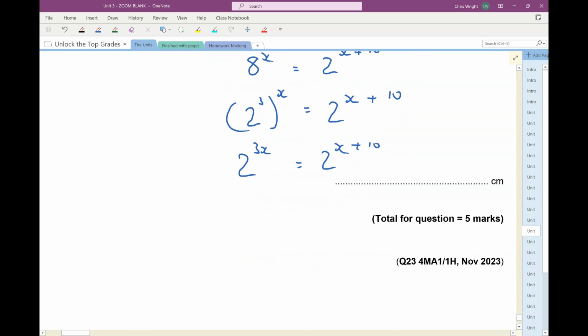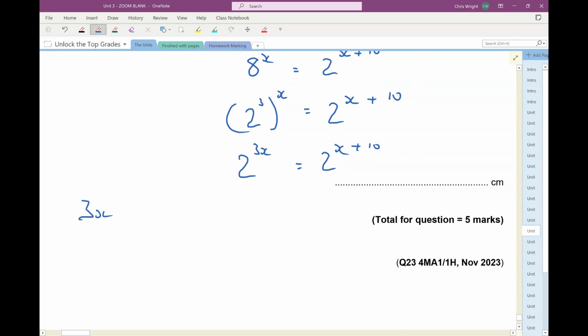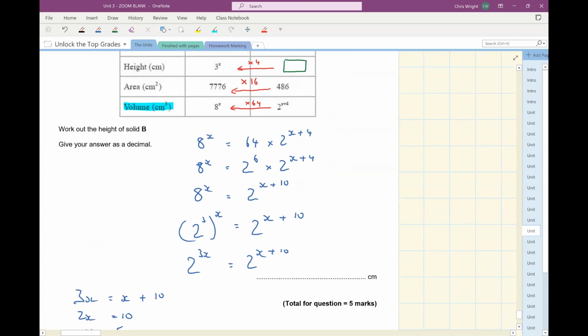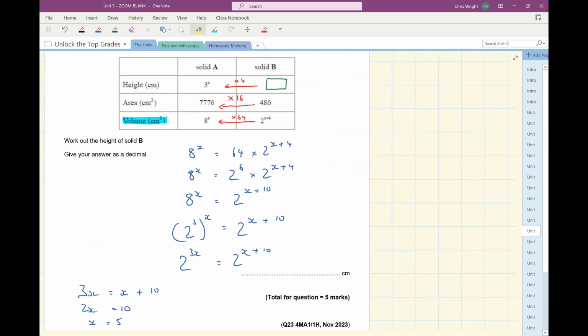So I know that 3x equals x plus 10. Right, solve this equation for x. 2x equals 10, x equals 5. Okay, now come up here to the top. Now you know that 3 to the power of x here is 3 to the power of 5. So you know the height of solid A is 243.